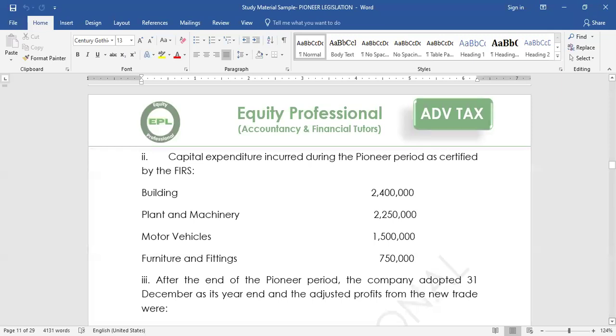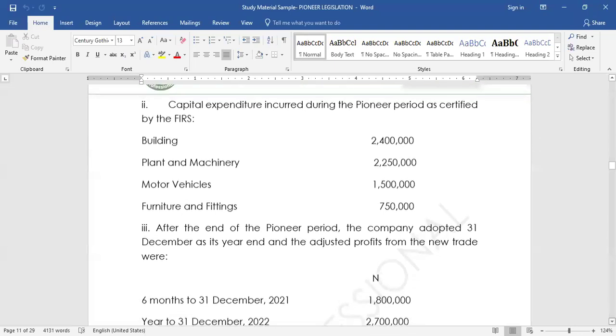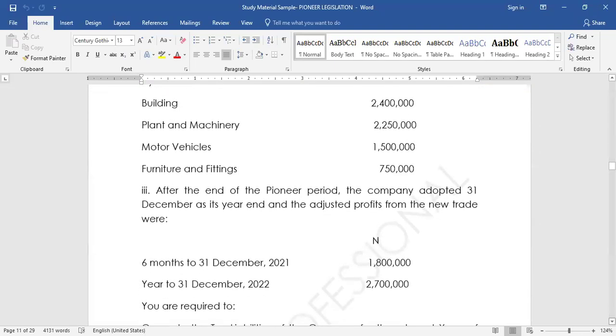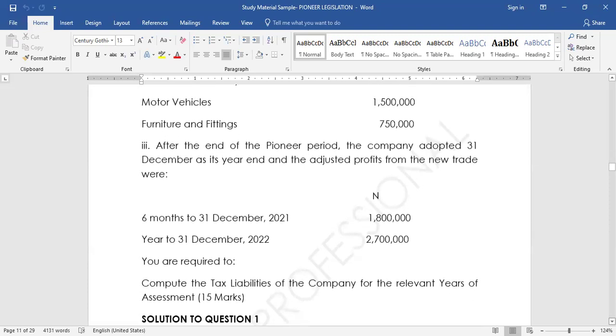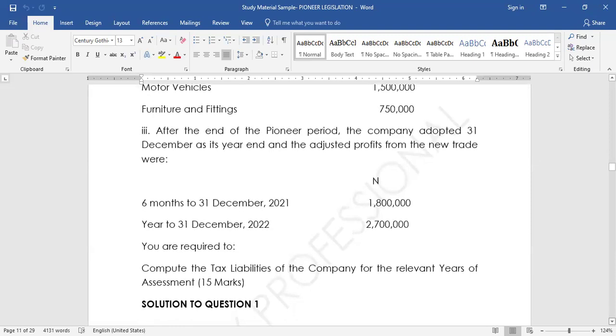After the end of the pioneer period, the company adopted 31st December as its year end, and the adjusted profits from the new trade were: 6 months to 31 December 2021, 1.8 million; the year to 31st December 2022, 2.7 million. You are required to compute the tax liabilities of the company for the relevant years of assessment.